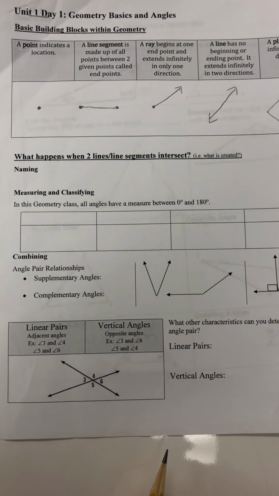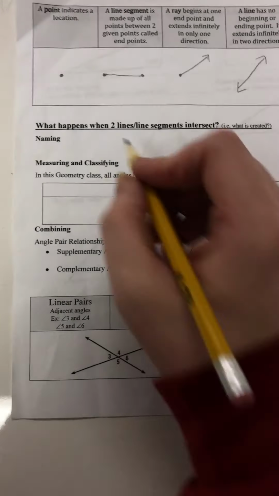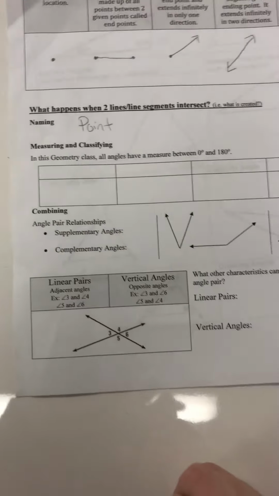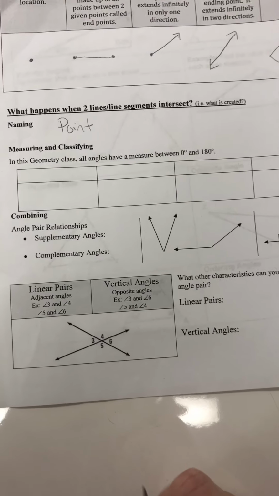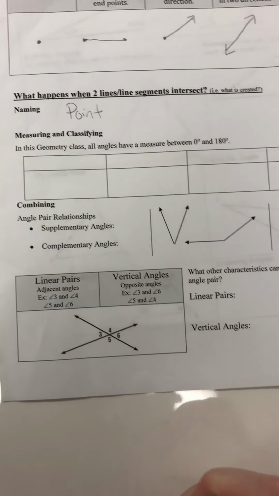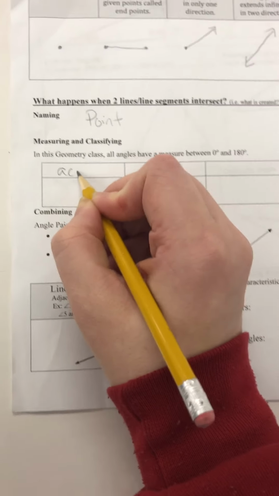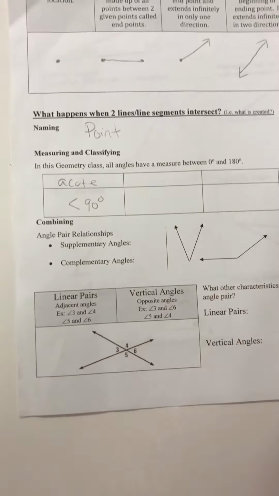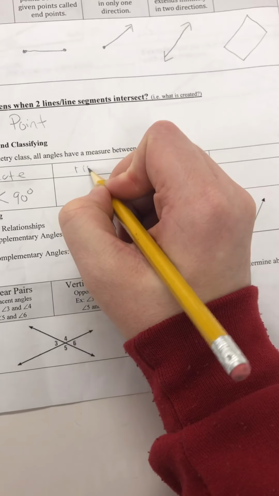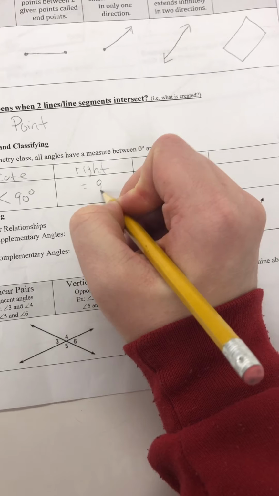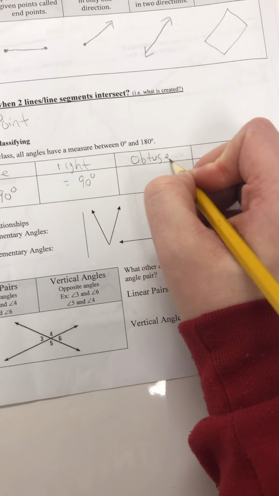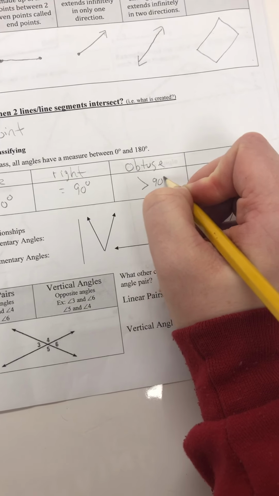All right, so when we have two line segments that intersect, they are going to intersect at a point. And sometimes those are going to make angles. So we have a few different types of angles. We have acute angles, which are less than 90 degrees. We have right angles, which are exactly 90 degrees. We have obtuse angles, which are greater than 90 degrees.